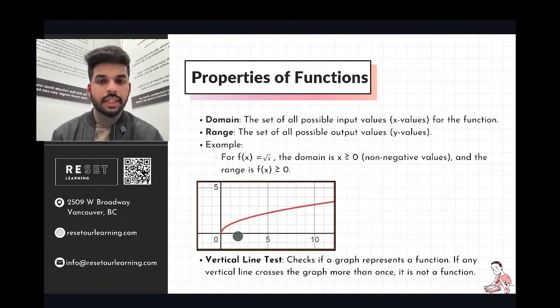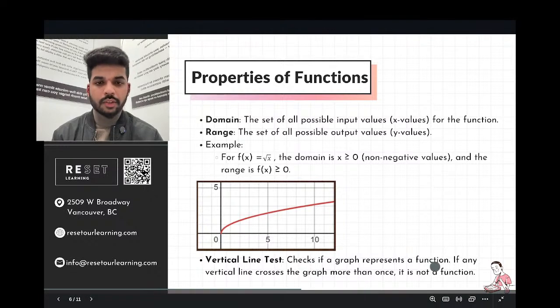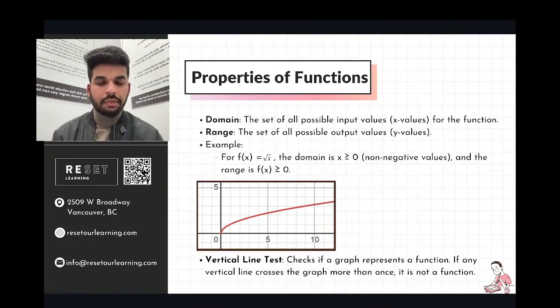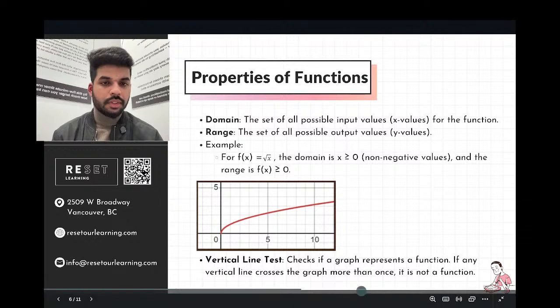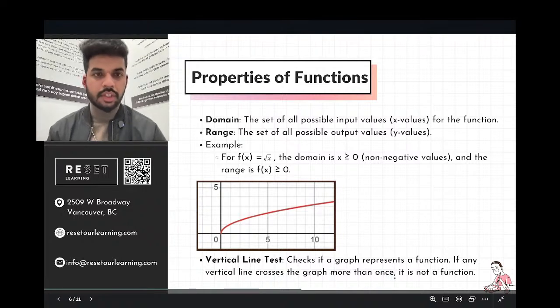So for example, since this is the x-axis, we cannot have more than one value for f of x, or for y. So that's why it has to pass the vertical line test, and this is the best way to check if the given graph is a function or not. So, this checks if a graph represents a function. If a vertical line crosses the graph more than once, it is not a function.